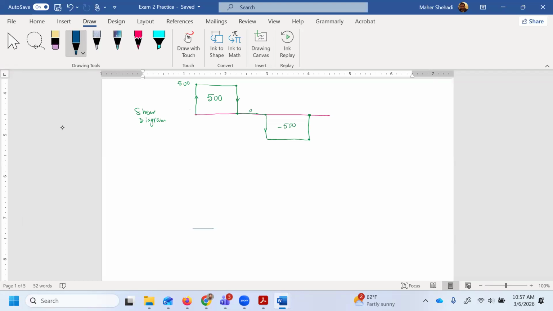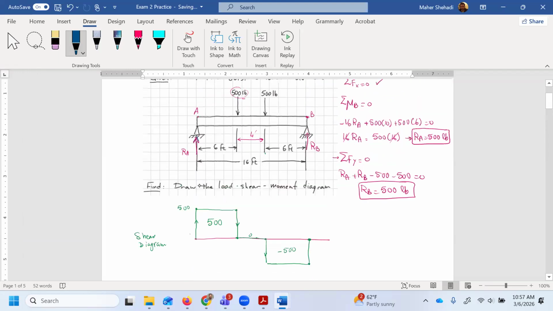So we plot this. Now, how many critical points? I have A and B. I need to know the moments at those 2 points. And then I have this point here and this point. So let's call this point C and this point D.